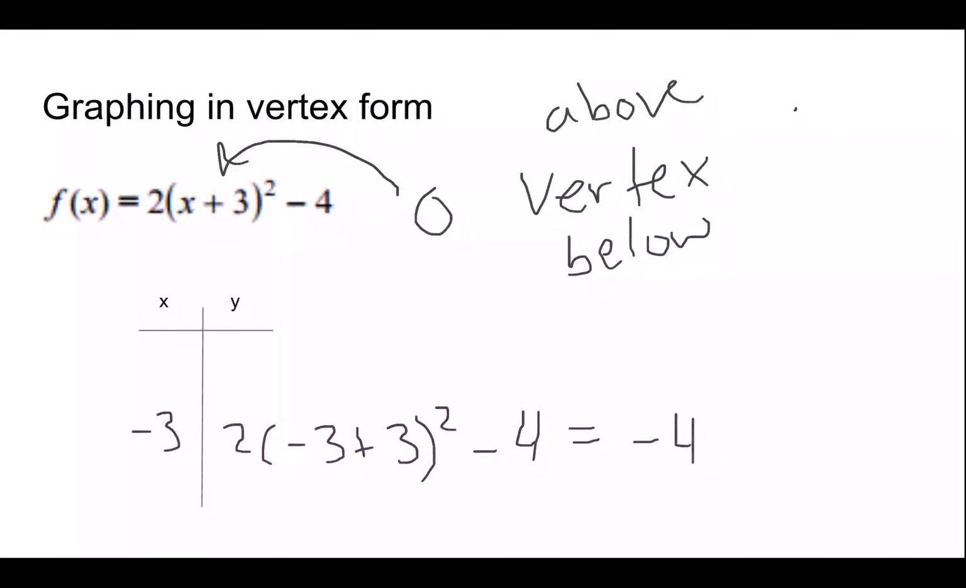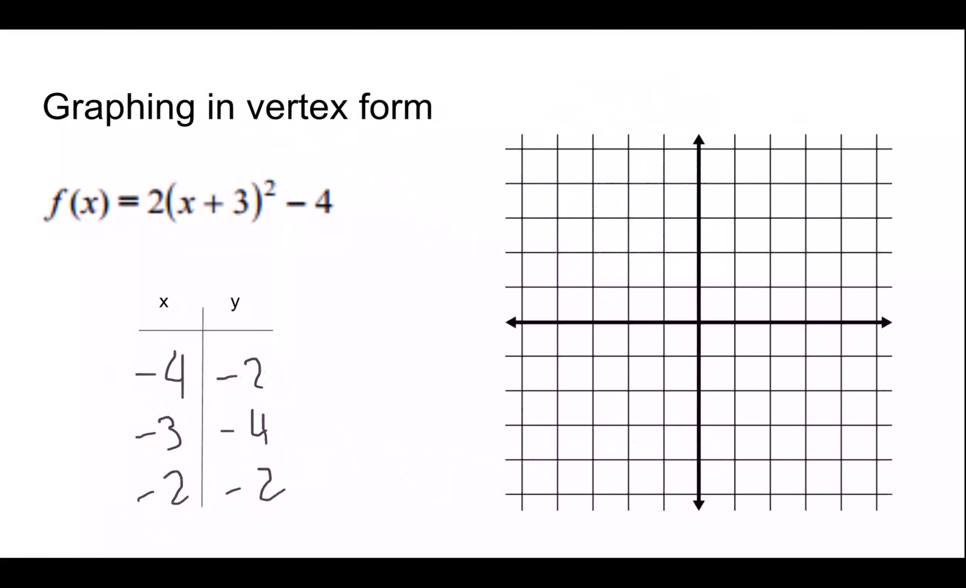And then if we picked 1 point below, that would be -4, and 1 point above, which would be -2. We take those values and we plug them in. When you plug -4 into there, you'd get -2. And when you plug -2 into there, you'd also get -2. So now we have those 3 points, so let's go and graph those 3 points.